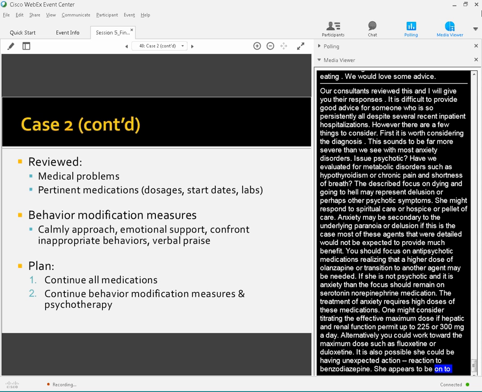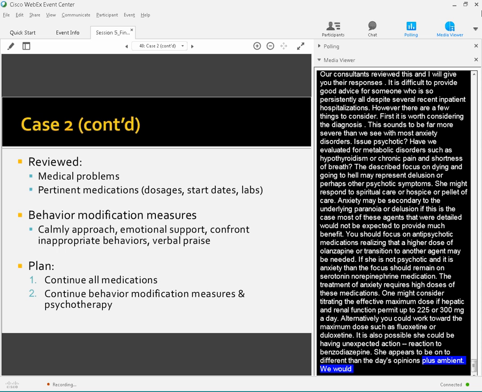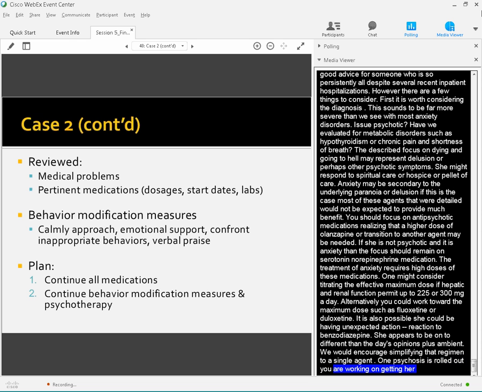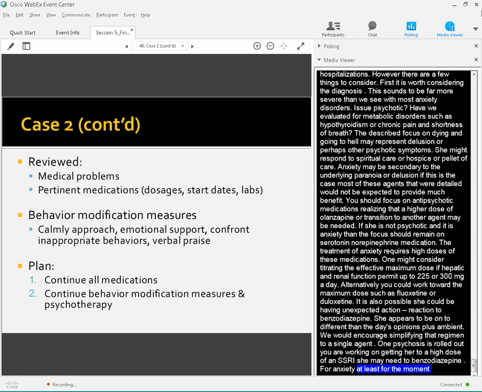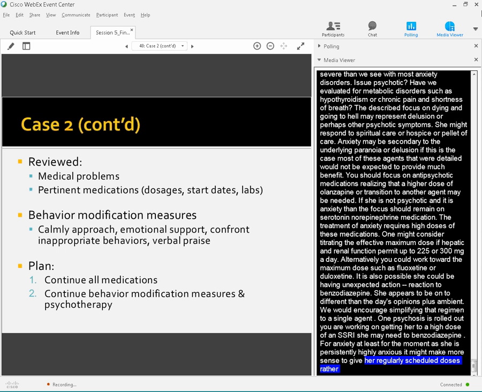Once psychosis is ruled out and you're working on getting her to a higher dose of an SSRI, she may need a benzodiazepine for anxiety, at least for the moment. As she is persistently highly anxious, it might make more sense to give her regularly scheduled doses rather than PRN doses. And these could be titrated at different times to provide better round-the-clock coverage.